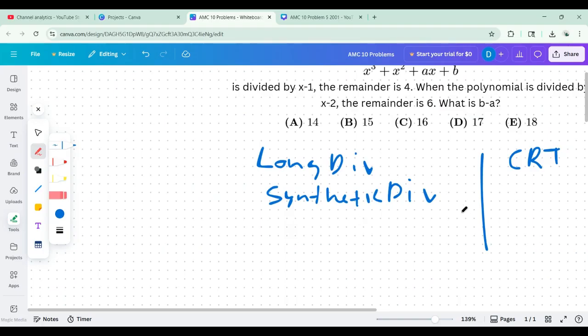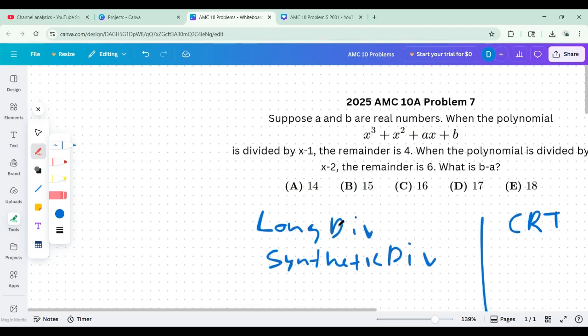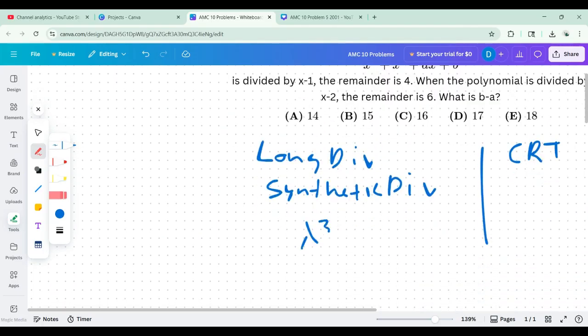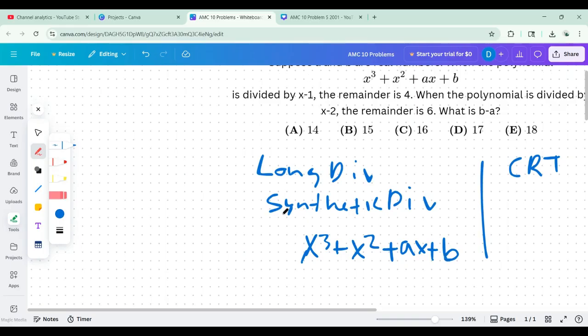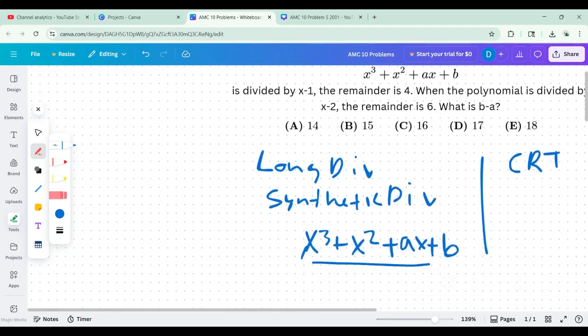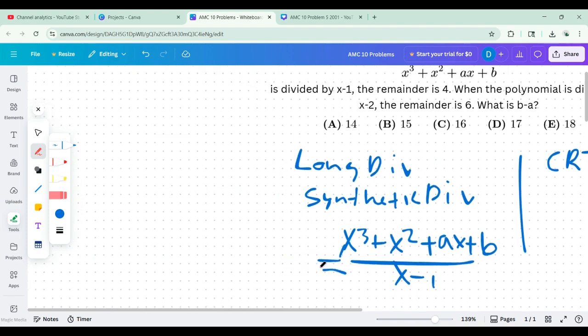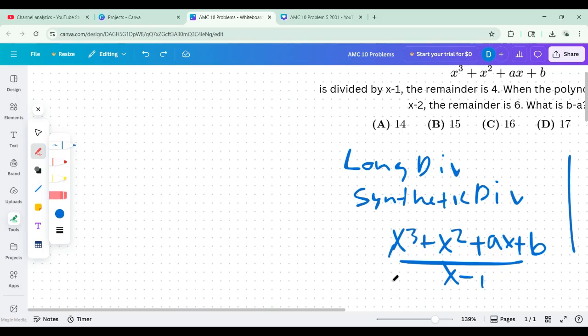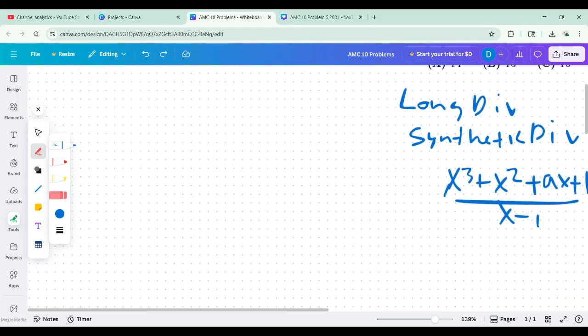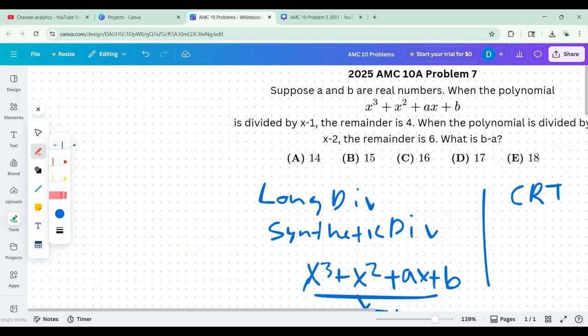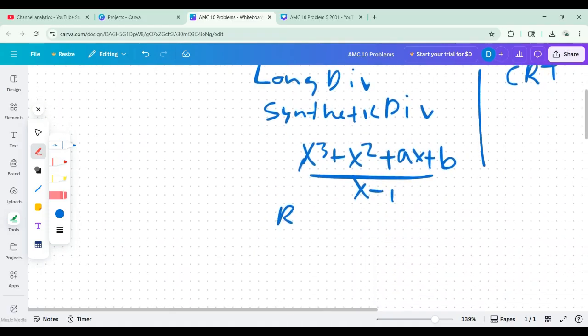Okay, so let's start with method one. Method one, we have the polynomial x cubed plus x squared plus x plus b. And when you divide by x minus 1 using the synthetic division, it should be easy to get a remainder. Easy to find the remainder, and you will most likely get the remainder of a plus b plus 2.